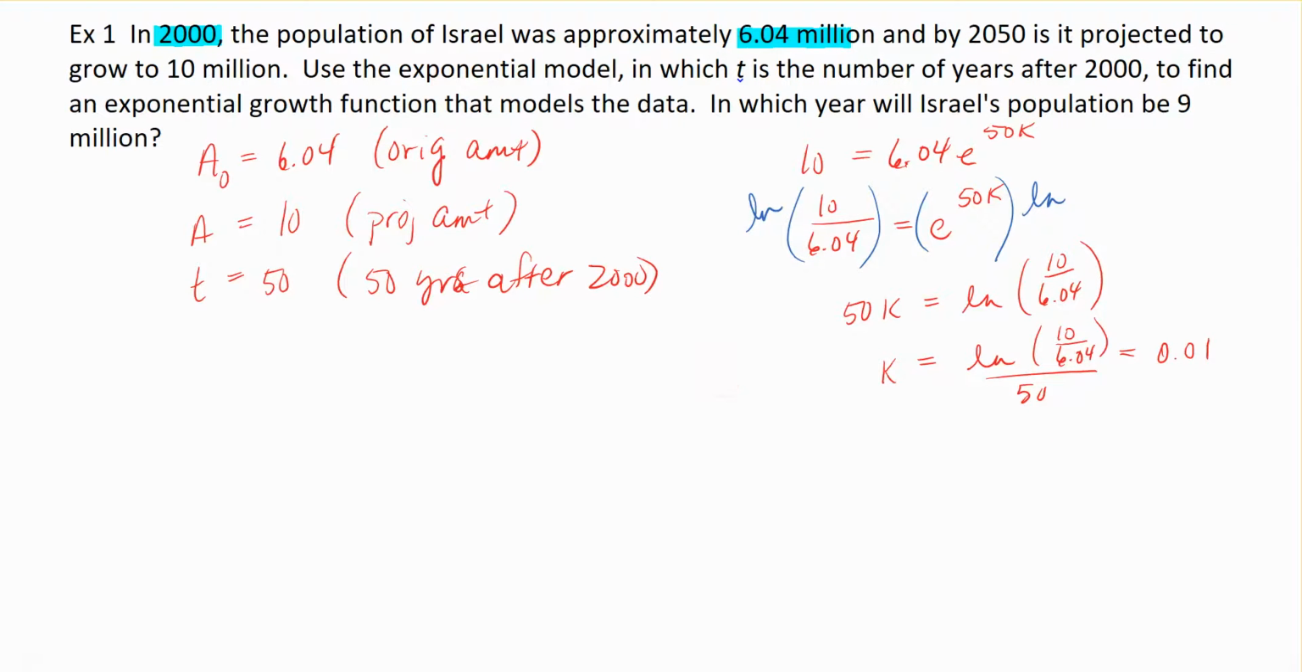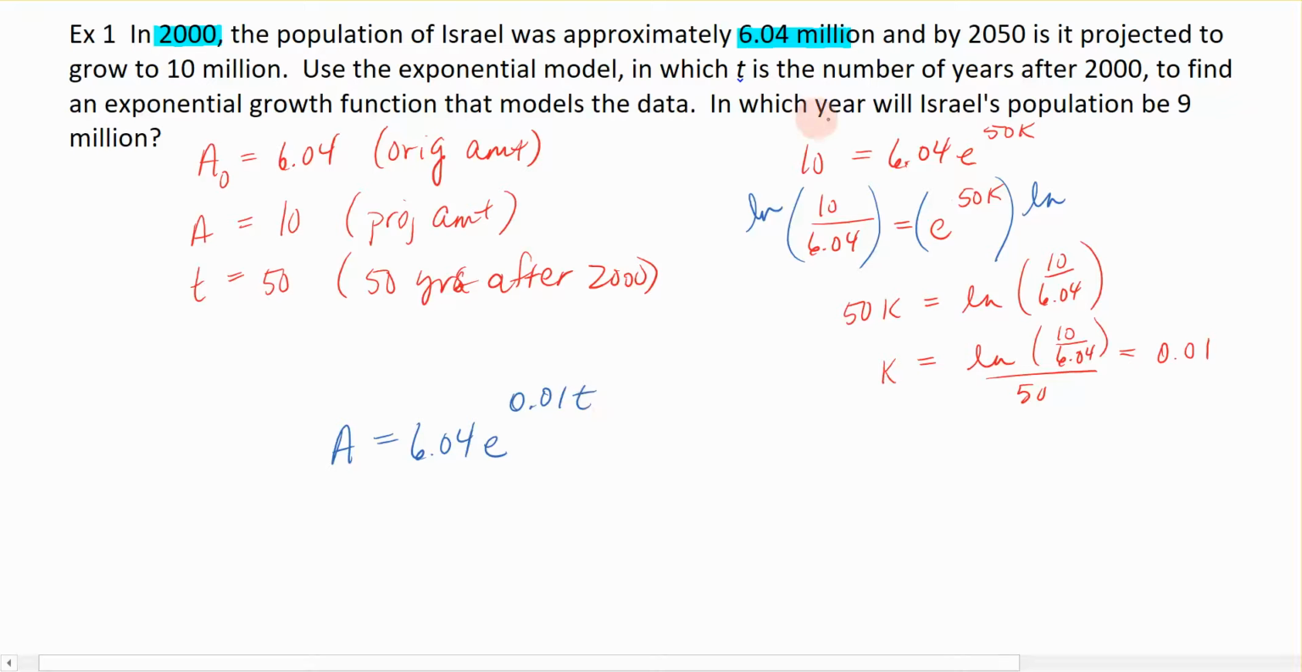So let's write our model down here. The model is going to be A equal to the original amount, 6.04, times e to the k, which we found out to be 0.01, times time t. All right, so there's our model right there.